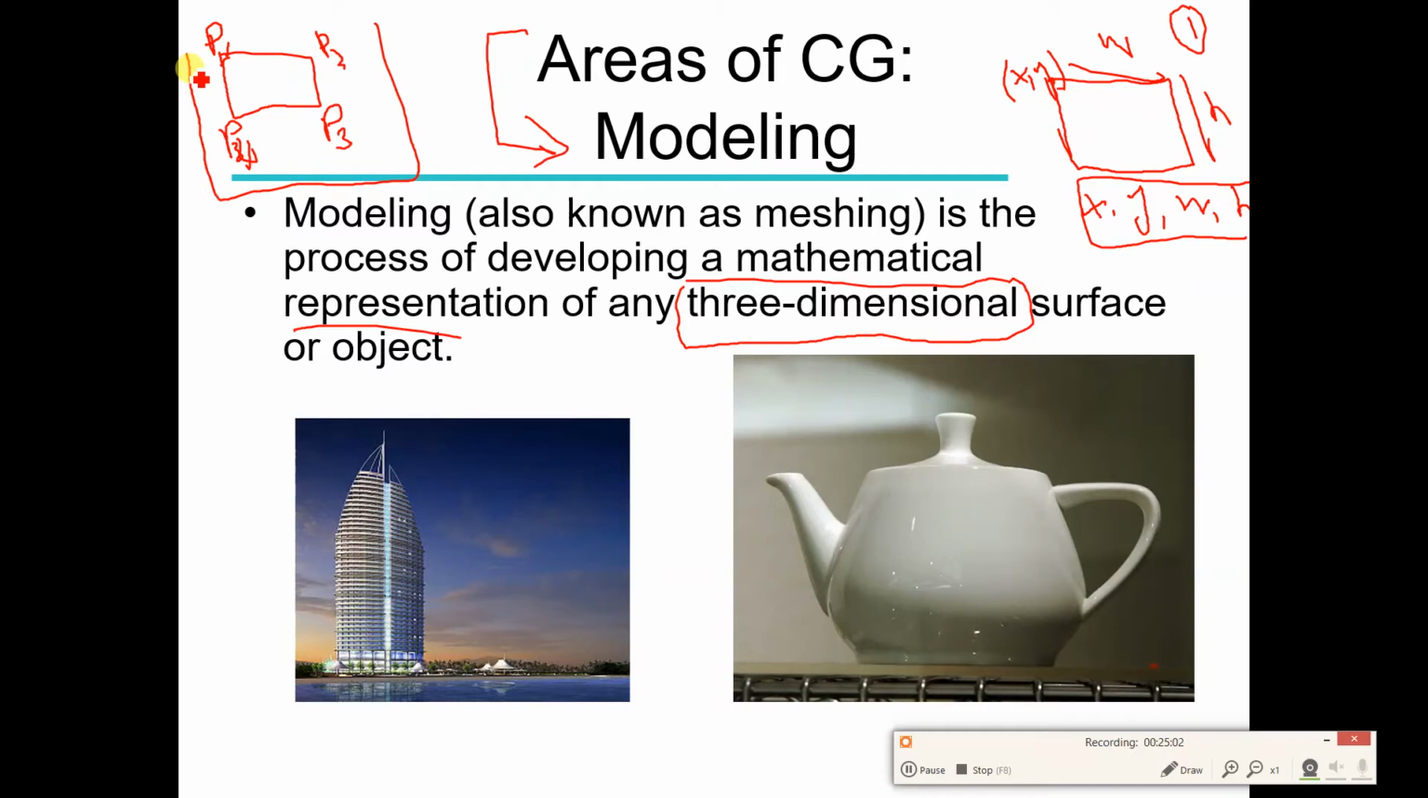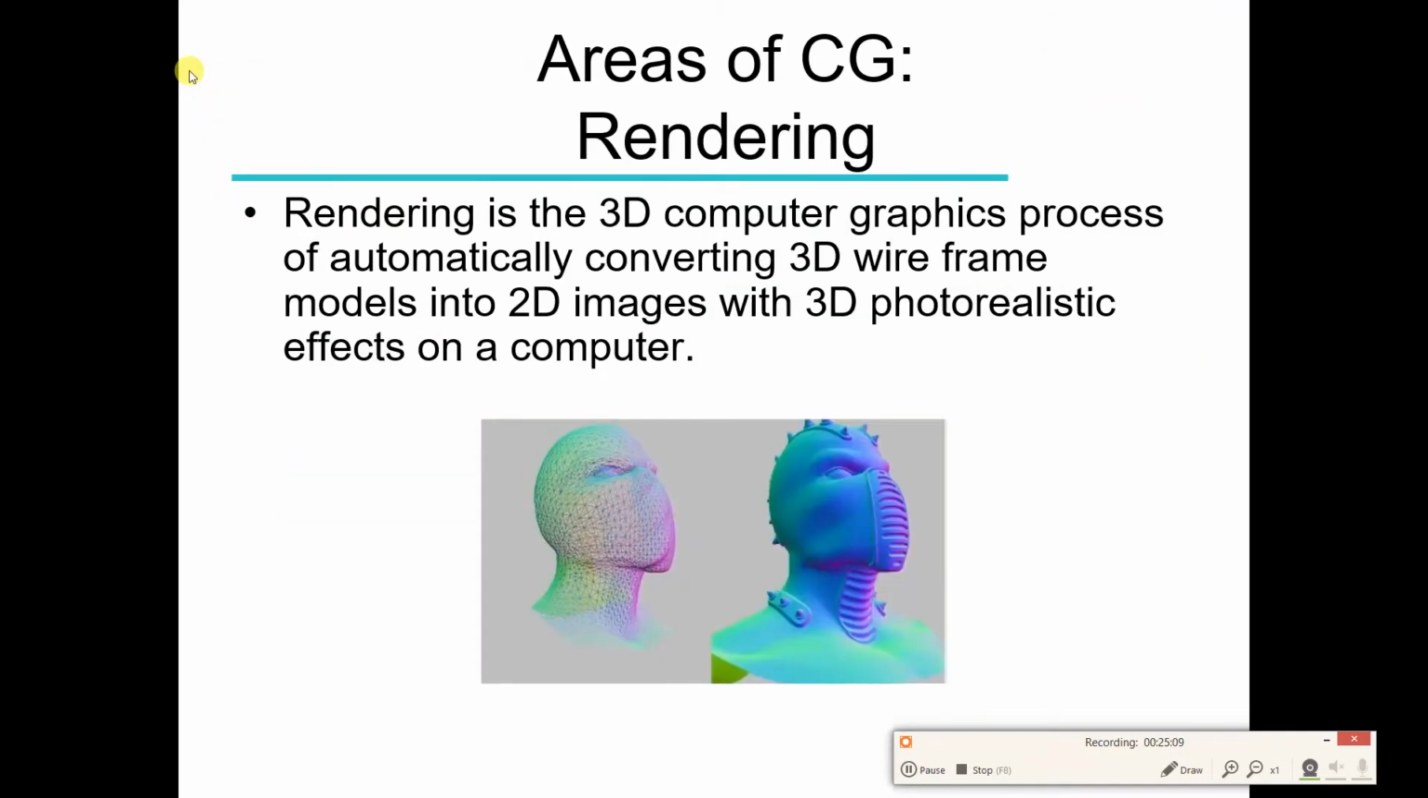So for a two-dimensional object, the modeling is simpler, but for three-dimensional objects, more sophisticated models are required. The next area of computer graphics is rendering. So within the areas of computer graphics, we are discussing rendering.